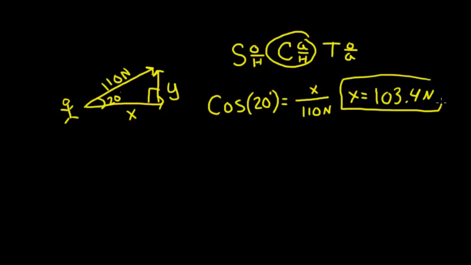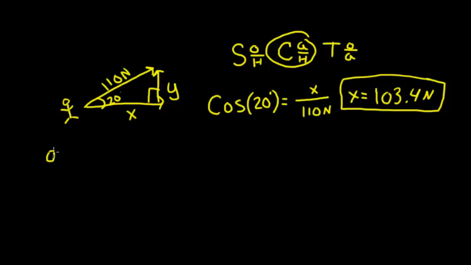Now, there are two ways to find y. Because we now know x, we could use Pythagorean theorem, which is x squared plus y squared equals c squared, or the hypotenuse, which would be 110. Or we could do the sine of the angle. Because we know the angle, we're trying to find the opposite, and we know the hypotenuse, which would give us sine. I'm going to use Pythagorean theorem.